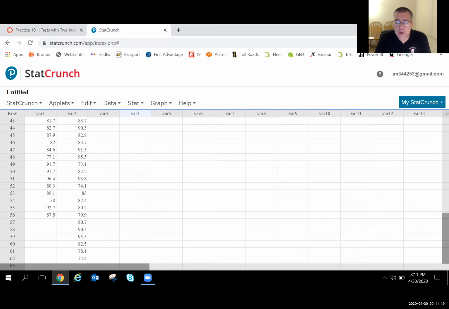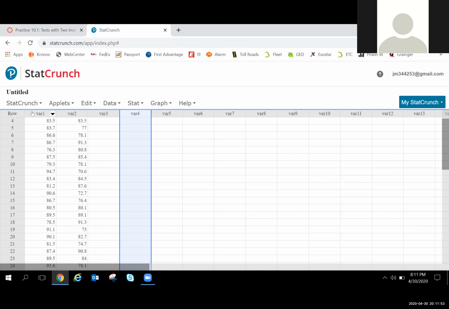Okay, so now we want to find what? We want to do the standard deviation for team 1, and so I need to get the mean, the standard deviation, and the sample size, which for this one is 56 and this one's 62. So I just need the standard deviation.